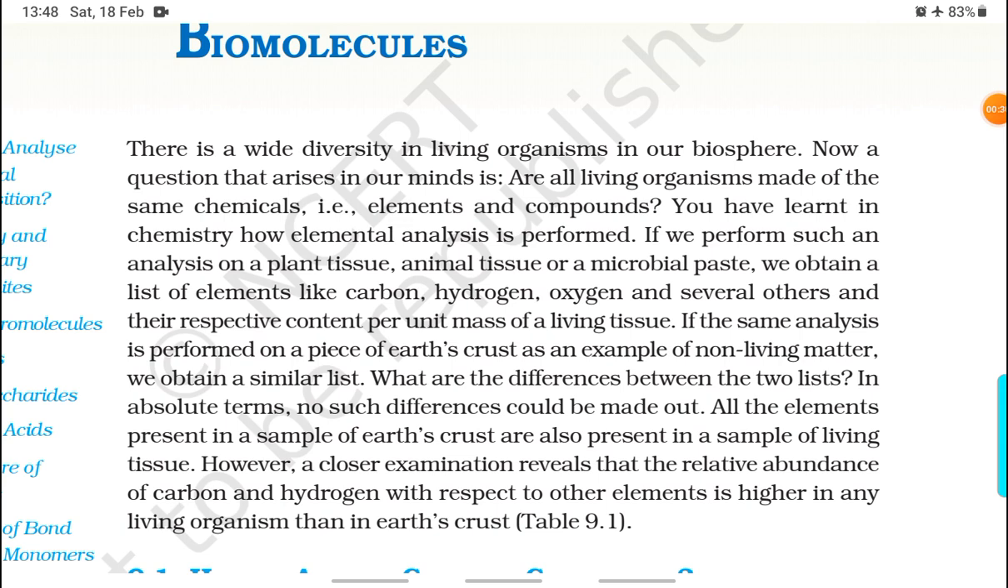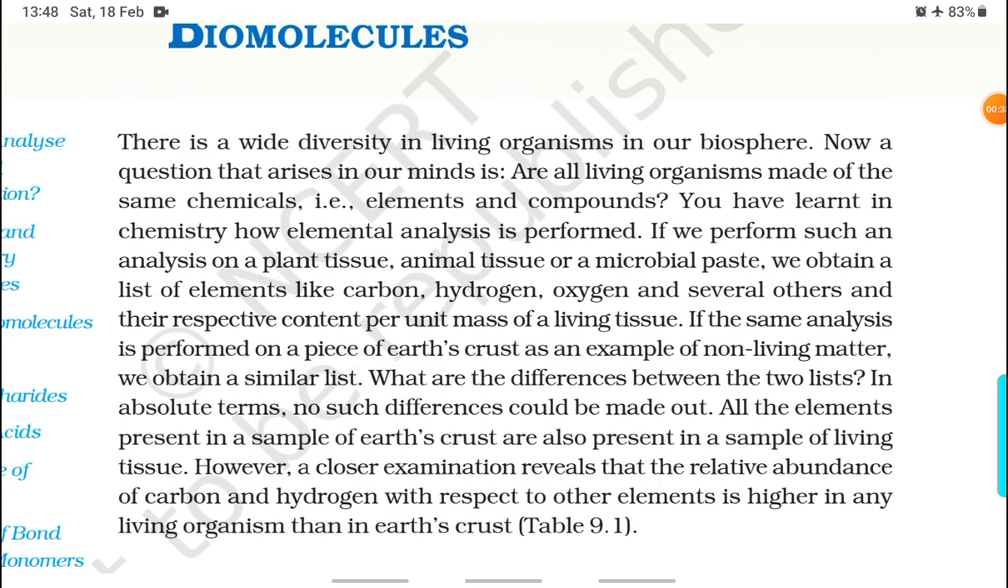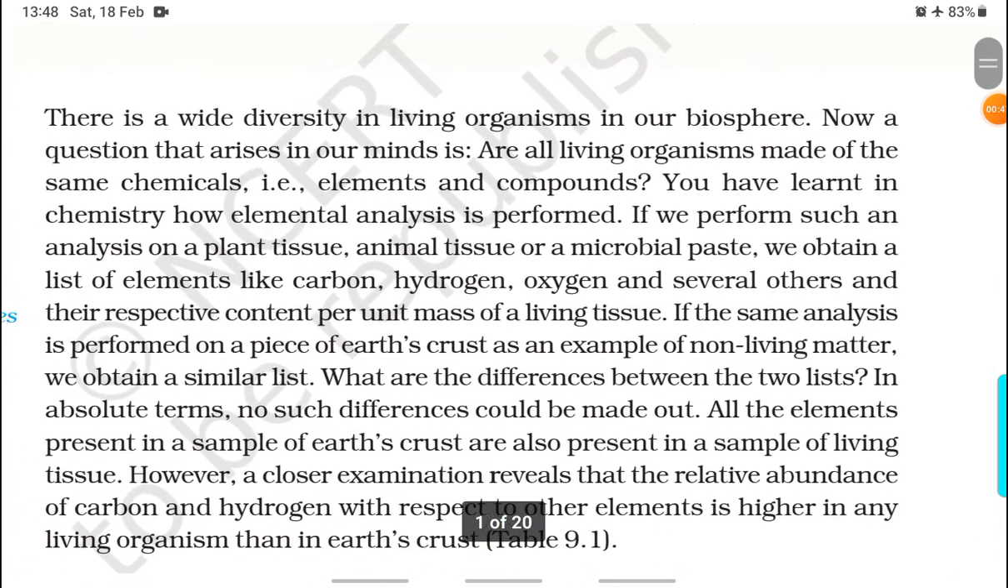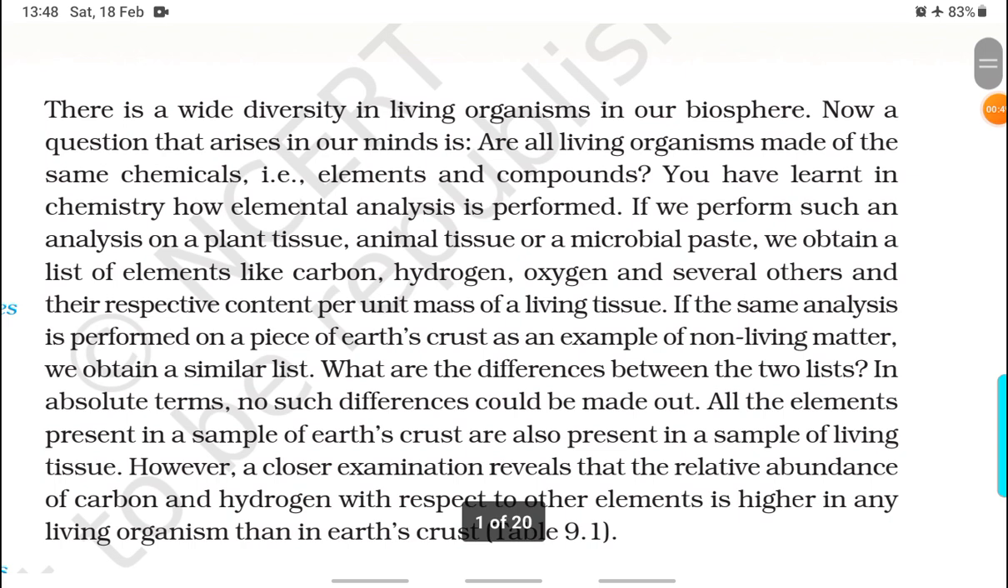If we perform such an analysis on a plant tissue, animal tissue, or a microbial paste, we obtain a list of elements like carbon, hydrogen, oxygen, and several others, and their respective content per unit mass of living tissue. If the same analysis is performed on a piece of Earth's crust, an example of non-living matter, we obtain a similar list. What are the differences between the two lists? In absolute terms, no such differences could be made out.